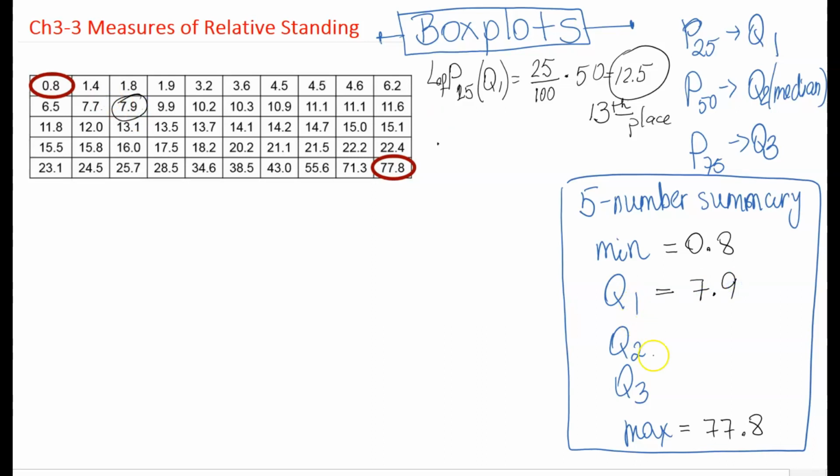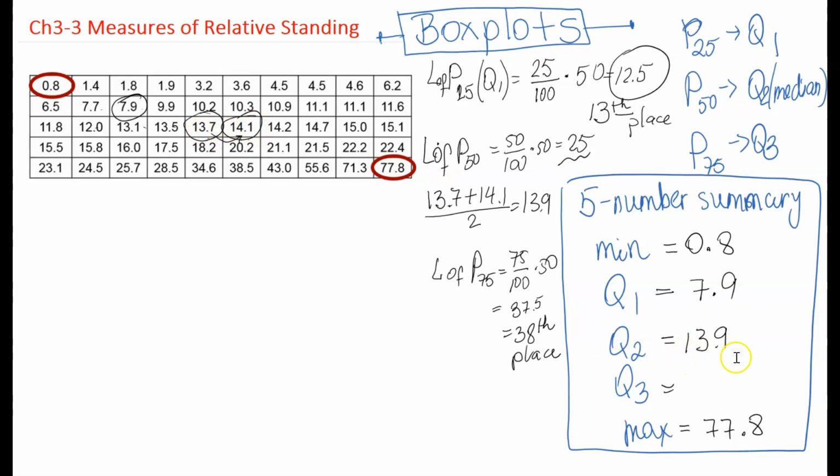Now let's find quarter 2 and quarter 3 using the same techniques. The data for the 50th percentile, or quarter 2, is located on the 25th place. 25 is a whole number. 13.7 is located on the 25th place, so we go to the next value, 14.1, and find the midpoint between 13.7 and 14.1. Quarter 2 is 13.9.